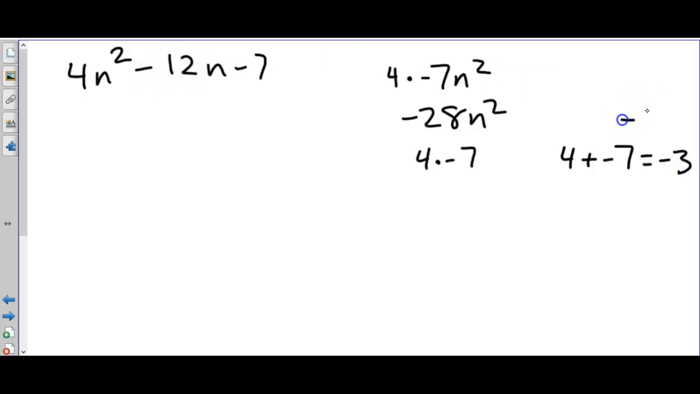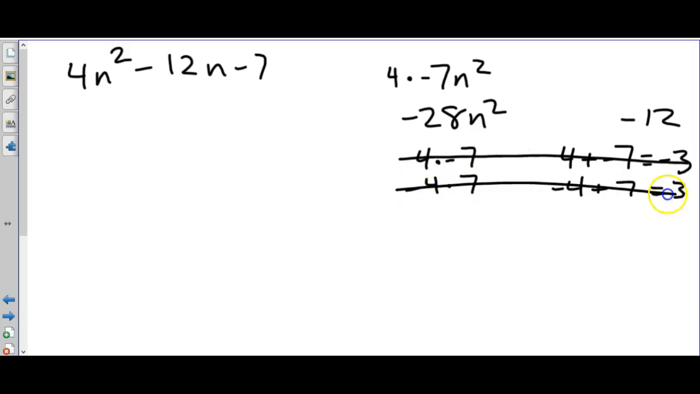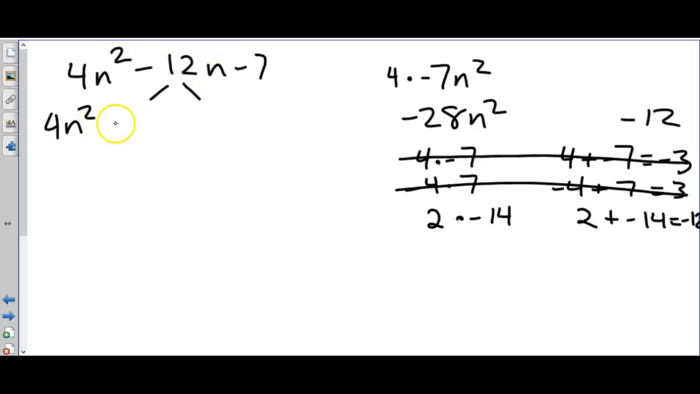We're trying to match the middle term of -12. Doesn't work. If we did -4 times +7, comes out +3. Still doesn't work. Let's see, 2 would work, 2 times 14, so 2 times -14. We check 2 plus -14, that's -12. That's the one we want. So we don't have to list everything once we find the ones we want. Now we can go up here and rewrite -12n as +2n minus 14n. And then we still bring down the last term of -7.